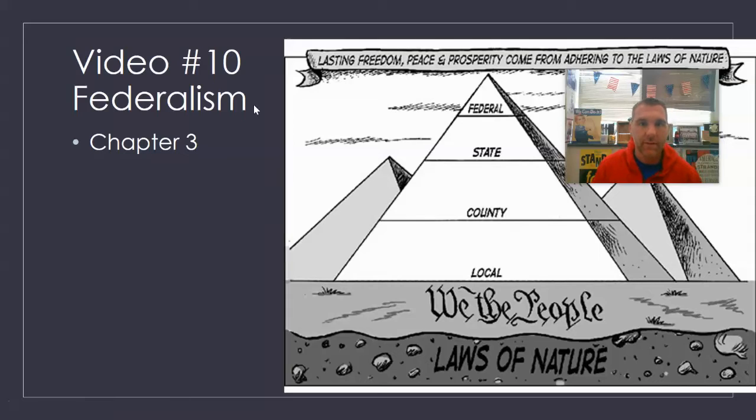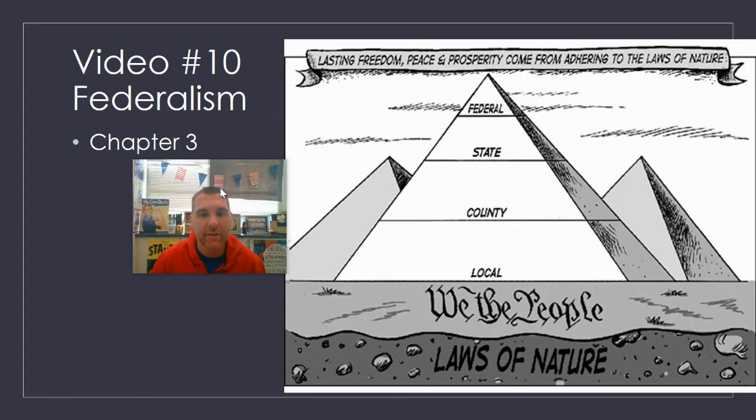Hey, AP Government. Here's a quick video on Chapter 3 talking about federalism and just the next big chapter that we need to cover, looking at the relationship between the federal government and the state. And I found this cartoon I thought was pretty helpful to understand the different layers of government. And yes, we have the federal government on top, and we'll talk about some major clauses and the way the government was set up after the Articles that definitely makes us the United States of America.